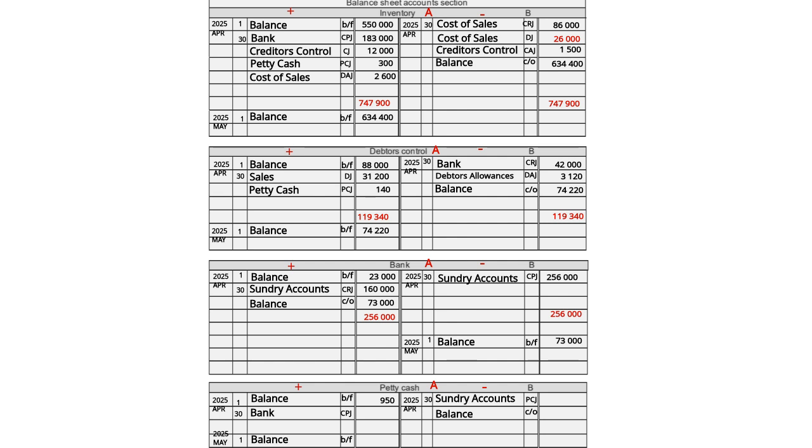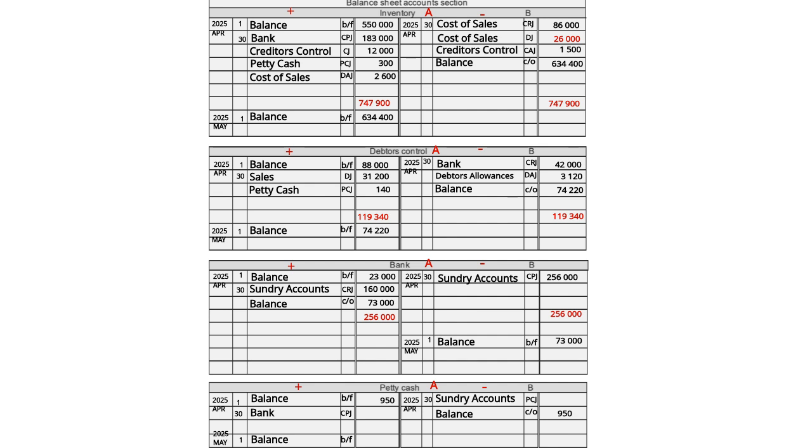Our last ledger account on this page is our petty cash. Our petty cash account is classified as an asset, plus minus. We have an opening balance of 950. It told us under the instruction that we must accept that the petty cash imprest amount was restored. So that means our balance for petty cash is 950. It must always be 950. It was restored. So our balance carried over will be 950.